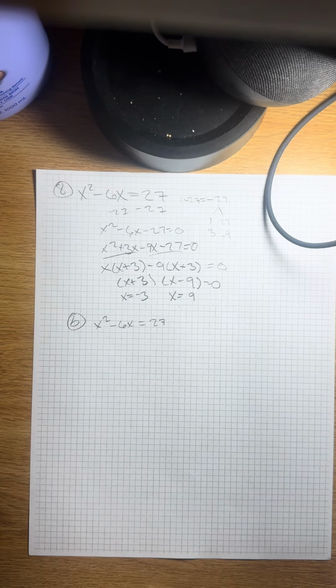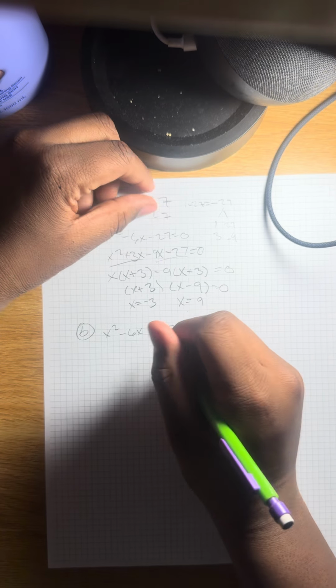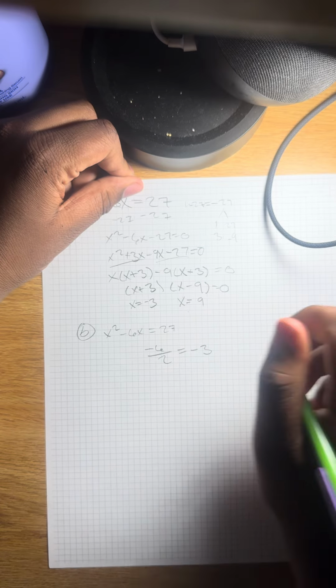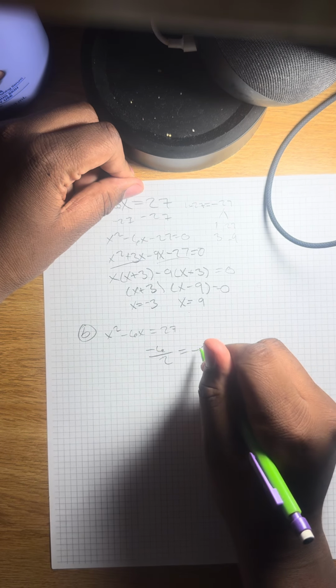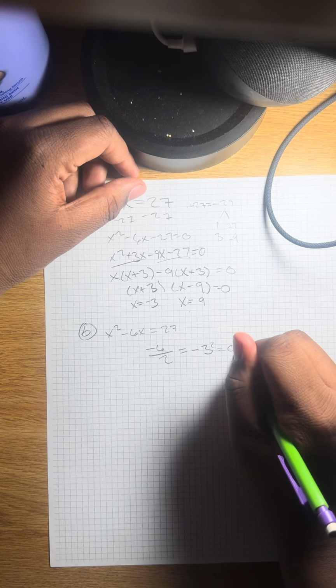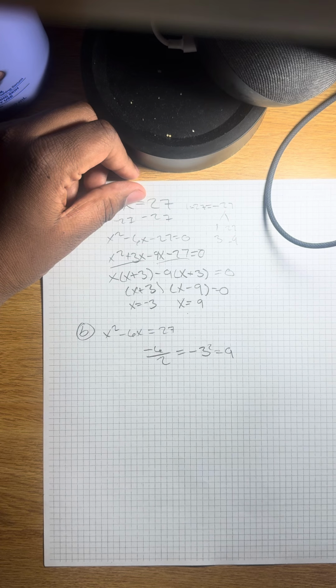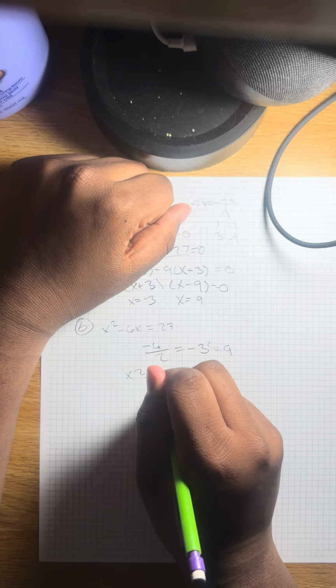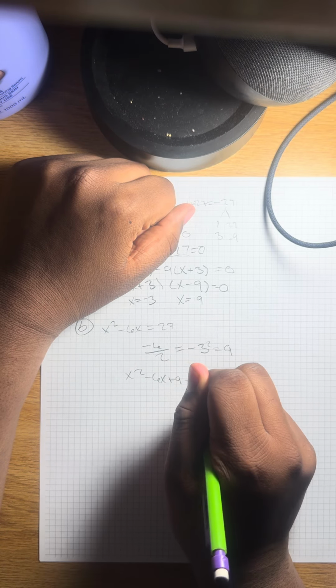All right. So for this one, we're gonna take half of the coefficient again. So -6 divided by 2 will be -3, and -3 squared equals 9. Making the equation x squared minus 6x plus 9 minus 9 equals 27.